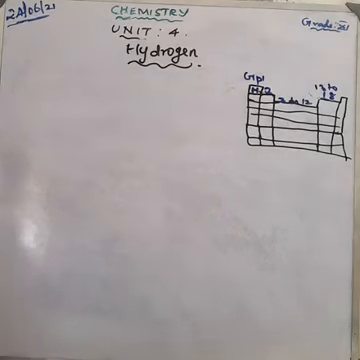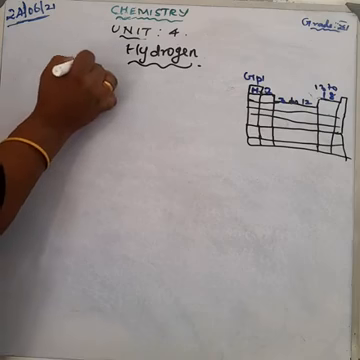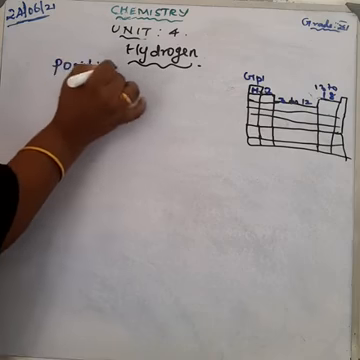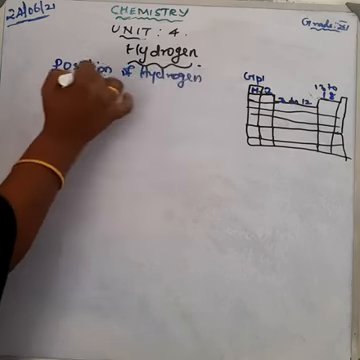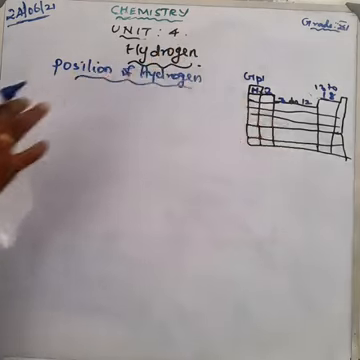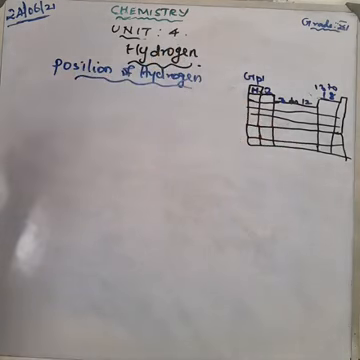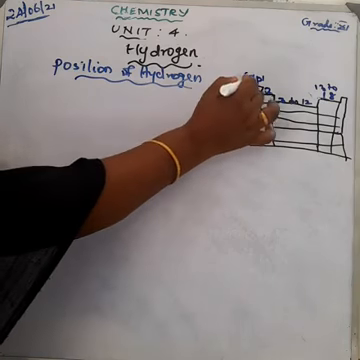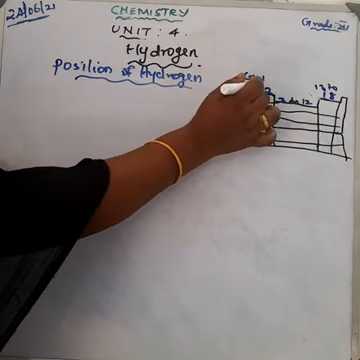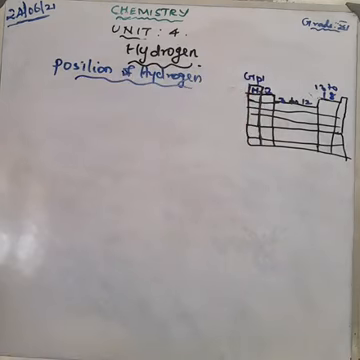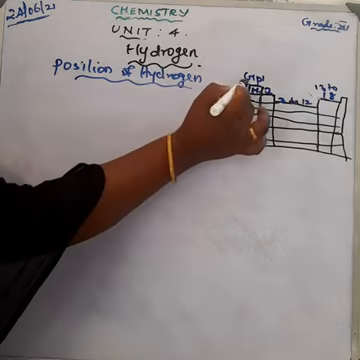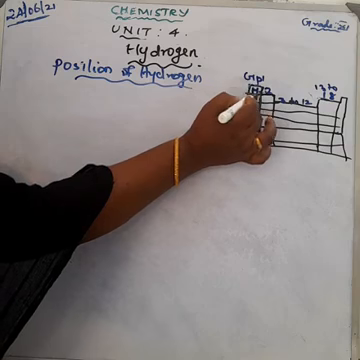Then we are going to study the position of hydrogen in the periodic table. This is the modern periodic table. Hydrogen is present above the first group. This periodic table has 18 groups and 7 periods. In the first period, first group, first place is occupied by the hydrogen atom.